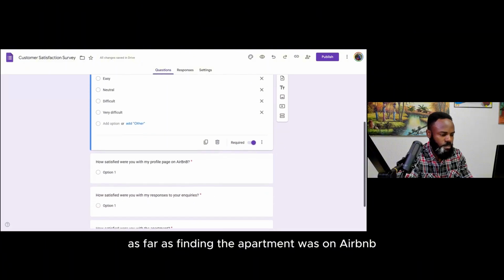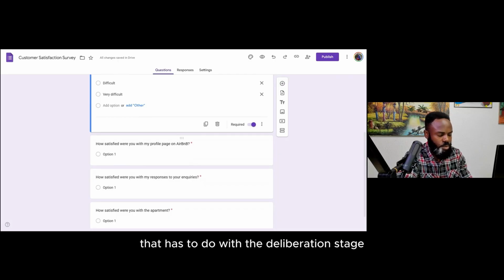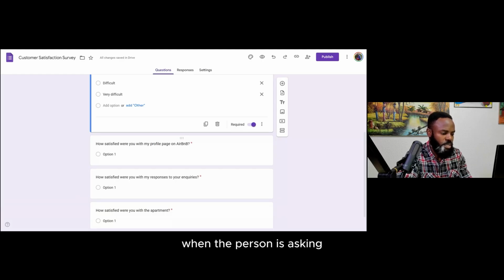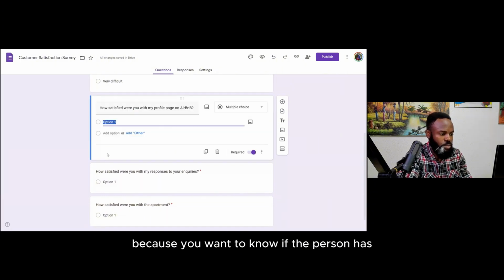So with this question, you should be able to identify your customer's pulse as far as finding the apartment on Airbnb was concerned. The second touch point here has to do with the deliberation stage, when the person is asking, do I want to go with this guy or not? And the question here is, how satisfied were you with my profile page? Now, you ask these questions because you want to know if the person has all the information that they need. Was it easy to reach you and things along those lines?